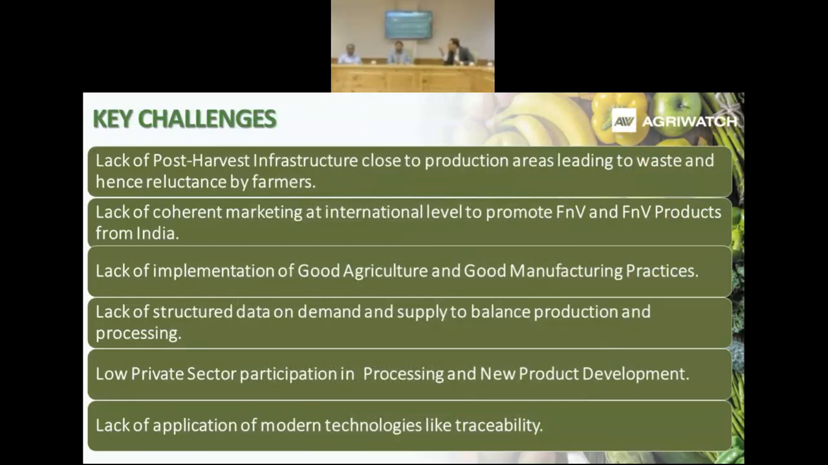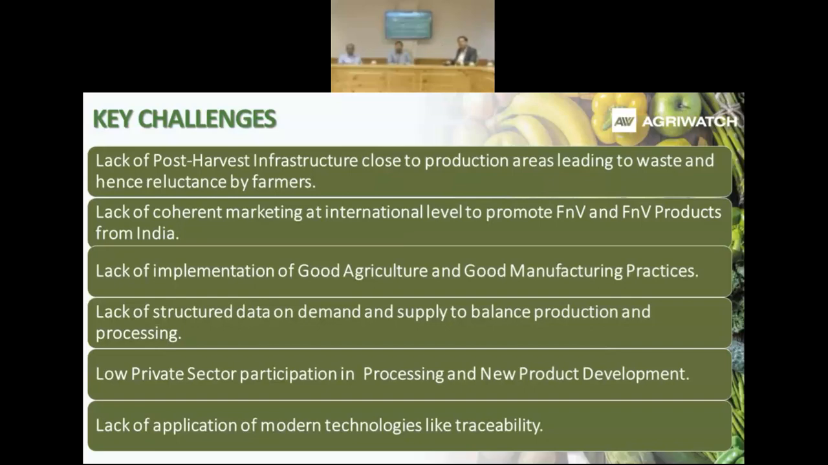We always believe in food parks, but these types of solutions need to be closer to the village, closer to the taluka. Then there is lack of coherent marketing at the international level to promote FNV and FNV products from India. Lack of implementation of good agriculture and good manufacturing practices. Still, the farmer doesn't know that he should not spray 15 days before harvest. Still, he does it, so then we have residues, and then we have a problem when we export these products.